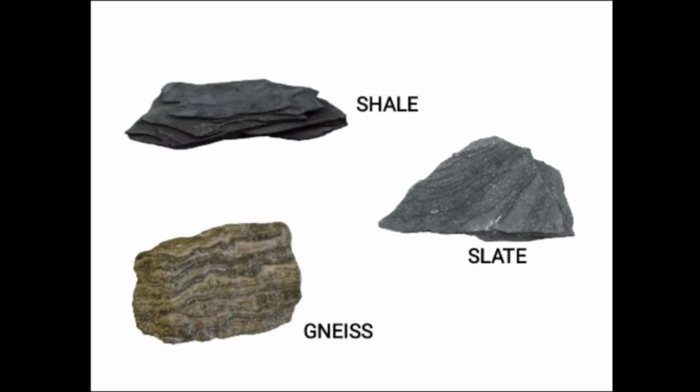Slate. Slate forms when shale is subjected to low-grade metamorphism or moderate pressure and heat. It is a hard and brittle type of rock, although it is smooth to the touch. The last one is gneiss. Gneiss forms from high-grade metamorphism or high pressure and temperature. It has distinct banding and coarse-grained texture. It is typically hard and resistant due to its composition. It is also suitable for construction and building stone.